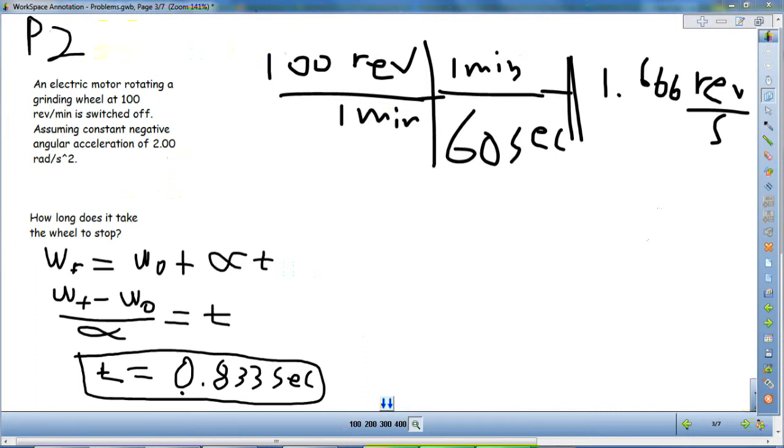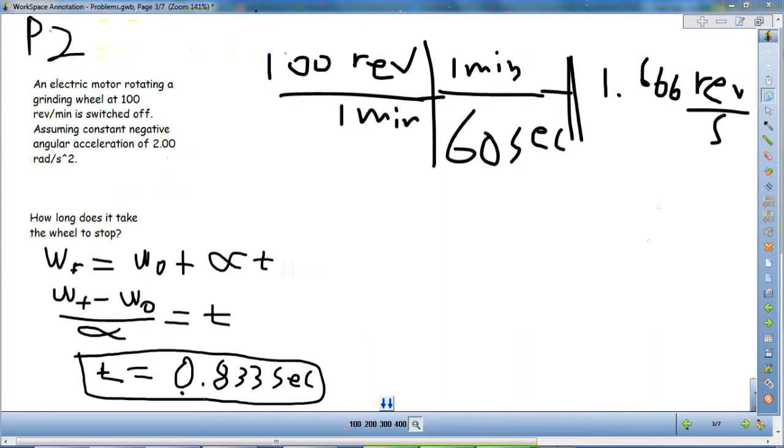Now, I didn't put this on here, but if you divide 100 revolutions per minute by 60 seconds, so 100 revolutions per 1 minute, and there are 60 seconds in a minute. Basically divide 100 by 60 and you get about 1.666 revolutions per second.